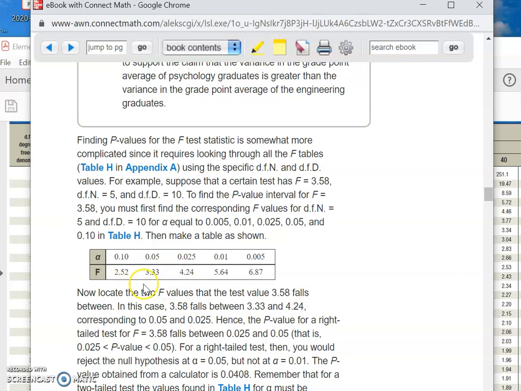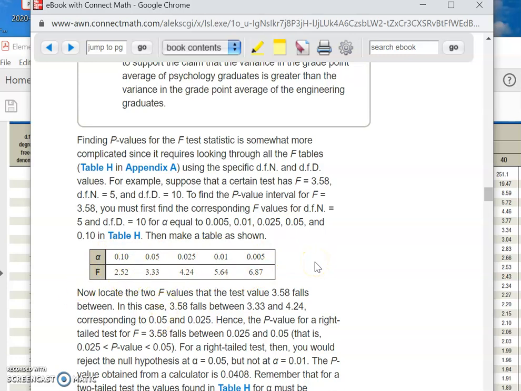So you do the exact same thing for these other ones. For each of those alphas, you do your little table here. The biggest alpha is 10%, then it's 5%, then it's 2.5%, then it's 1%, and so forth. So you do your table here, and then what is the corresponding F value? Okay, so now you have your little table.